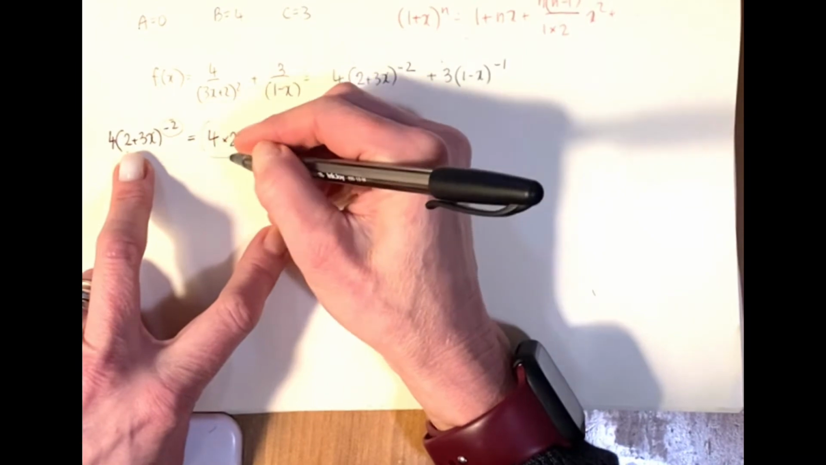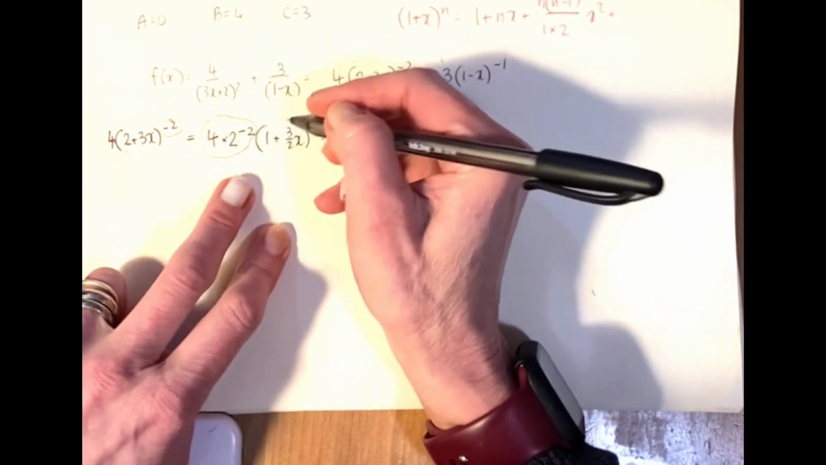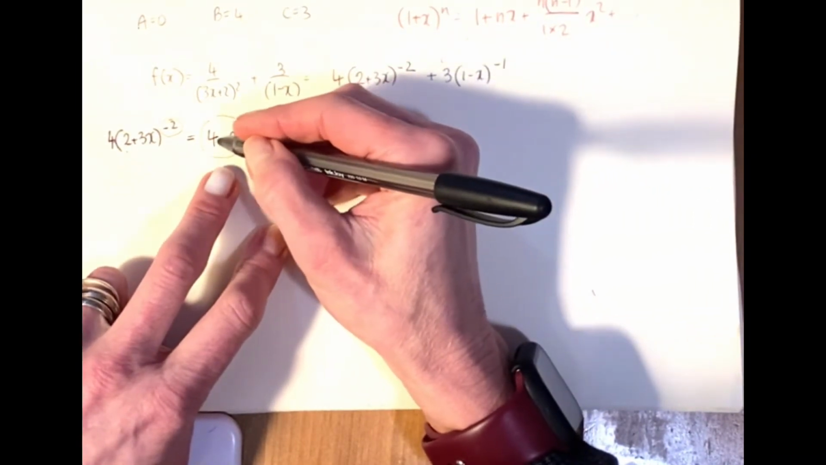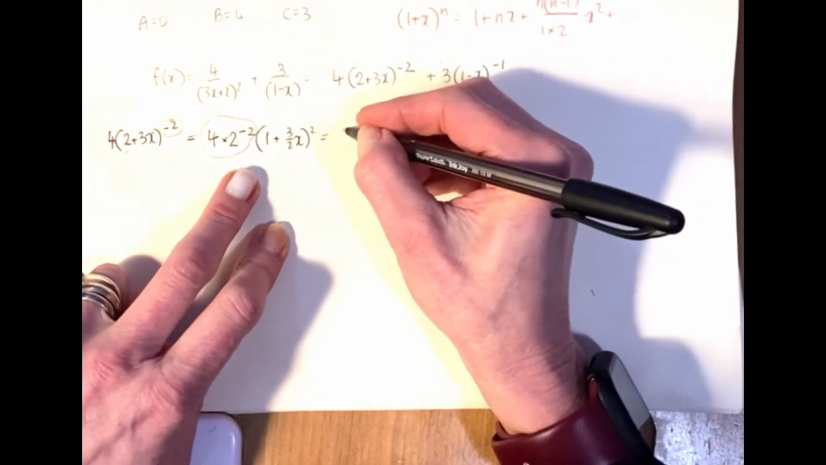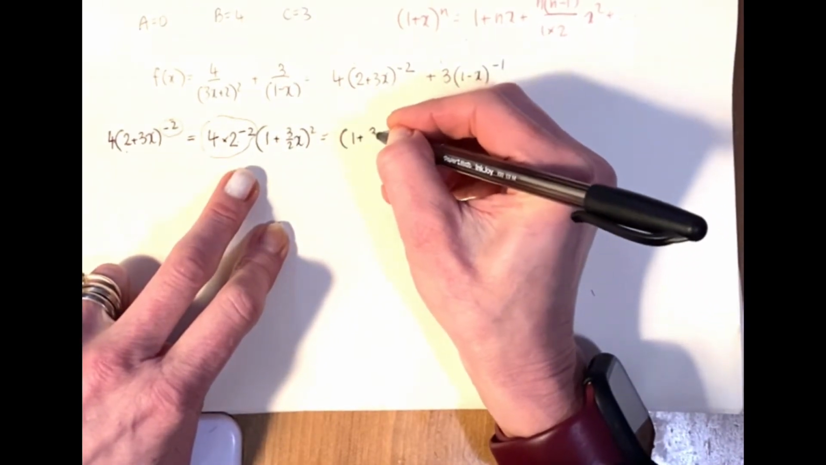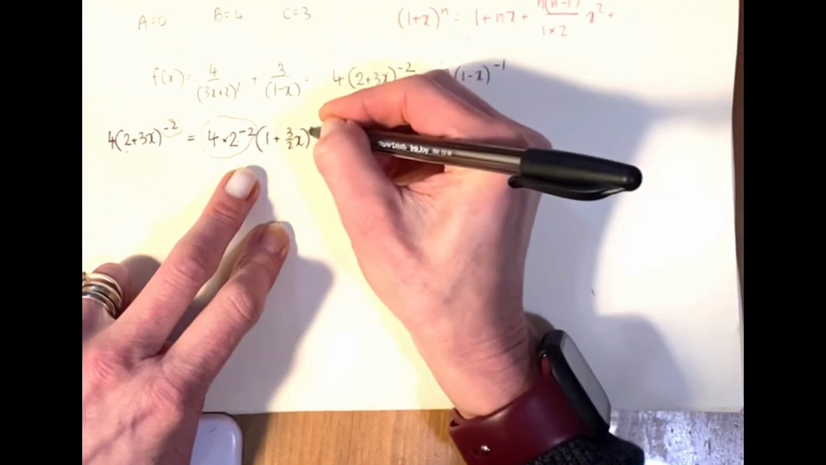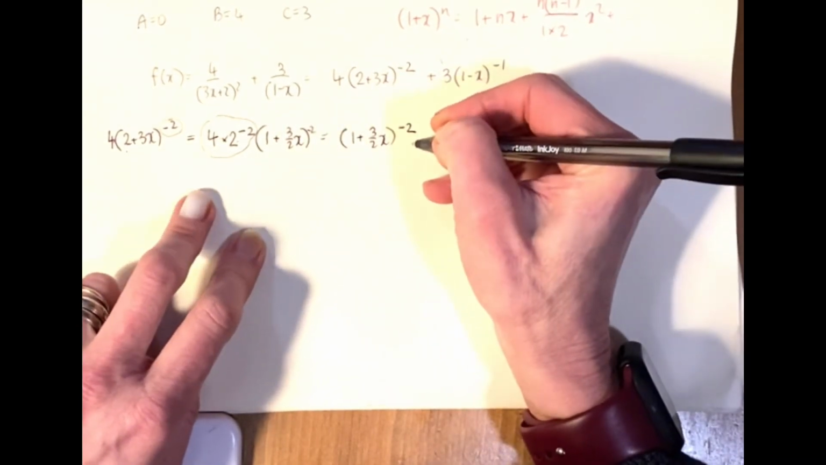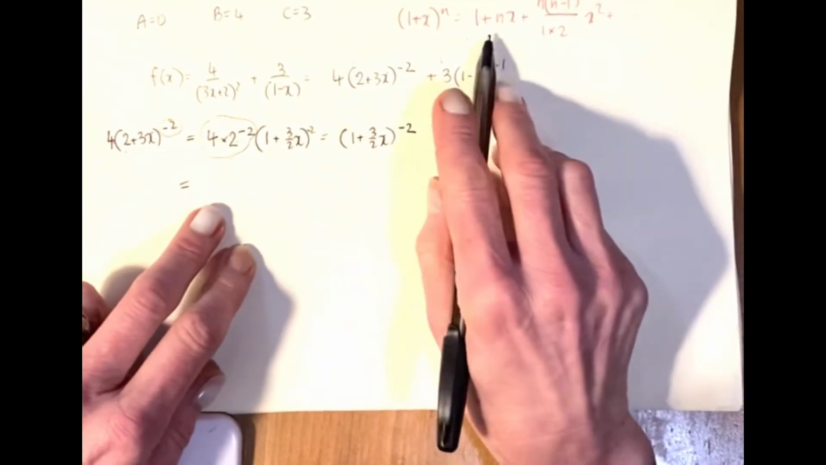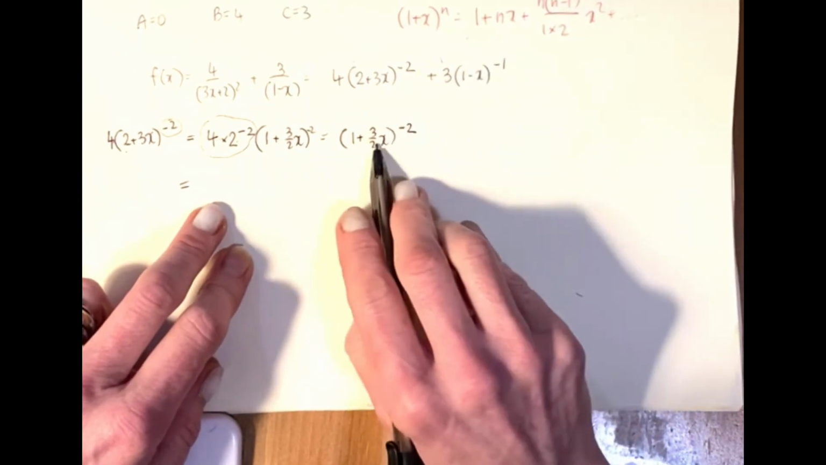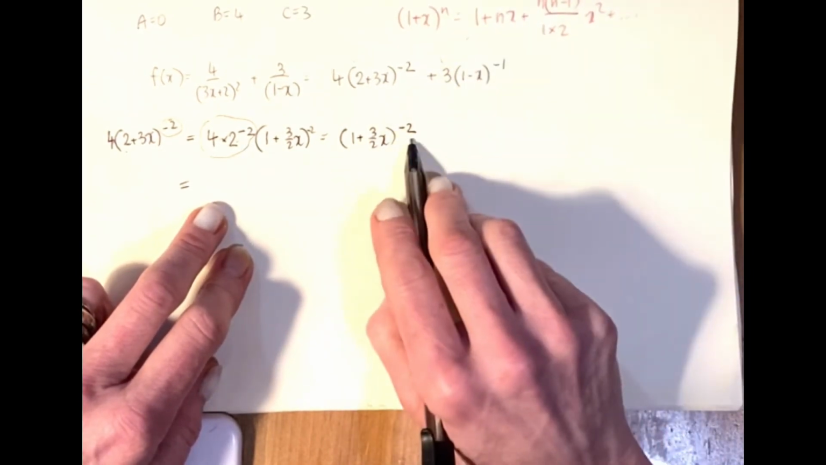Now, if you pop this into the calculator, that will give you 1, because it's 4 times a quarter. So really, we have to expand 1 plus 3 over 2x to the power of minus 2. So let's do it here. We're just replacing that x with 3 over 2x and n with minus 2.